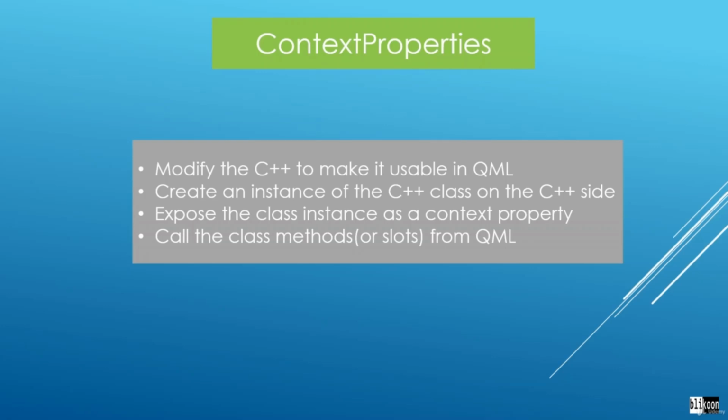There are a few steps you need to follow to expose your class as a context property. First, you have to modify it to make it recognizable from the QML side. You have to create an instance of that class. You have to expose it using a special syntax that we're going to look at. And you have to call the class from QML.